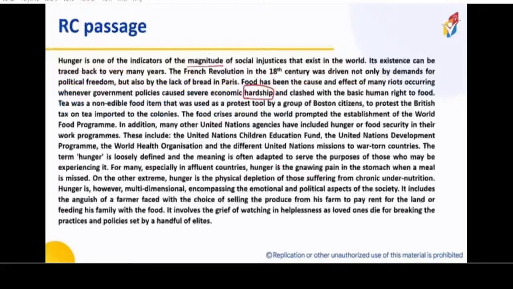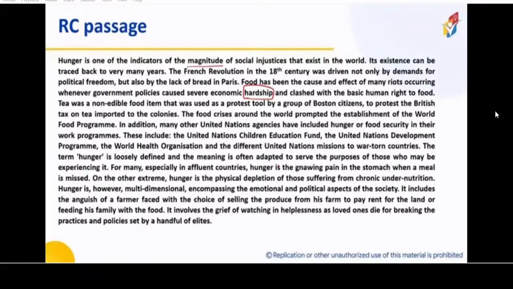The other word we're looking for is prompted. Let's establish that as well as we go along. Tea was a non-edible food item that was used as a protest tool by a group of Boston citizens to protest the British tax on tea imported to the colonies. So tea is being imported to the colonies, British colonies. You know, Britain basically believed in colonization and enhancing its own wealth. So tea was a non-edible food item that was used as a protest tool by the group of Boston citizens. If you've heard about something called the Boston Tea Party in American history, you would know that.